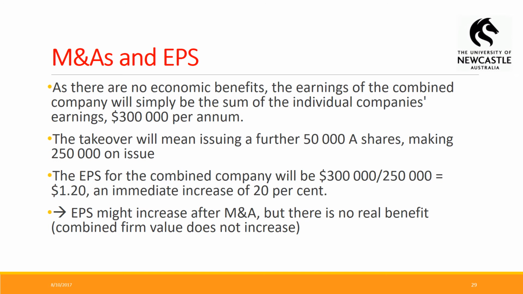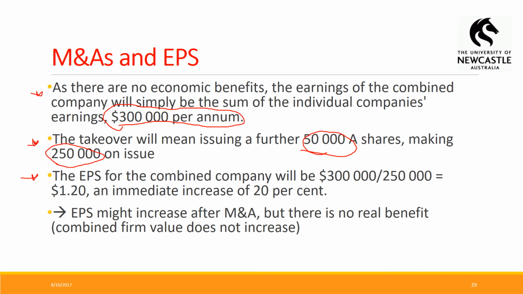So we mentioned before that we assume right at the start that there is no economic benefits, and therefore the earnings of the combined company will simply be the sum of the individual companies' earnings, right? To finance the takeover, Company A issues 50,000 shares, and therefore there will be 250,000 shares outstanding for Company A.